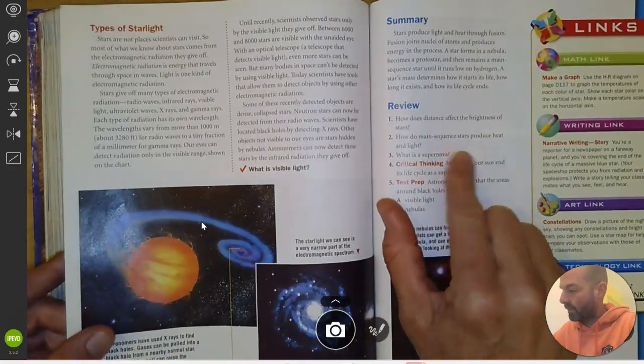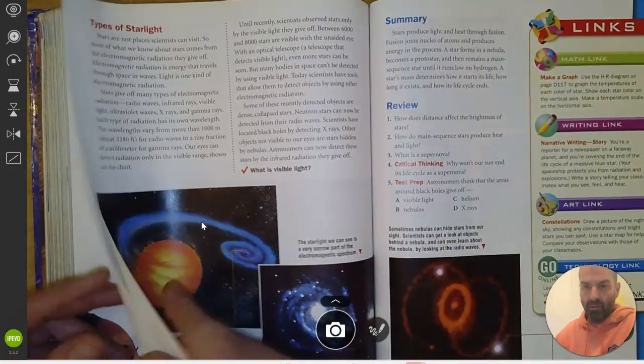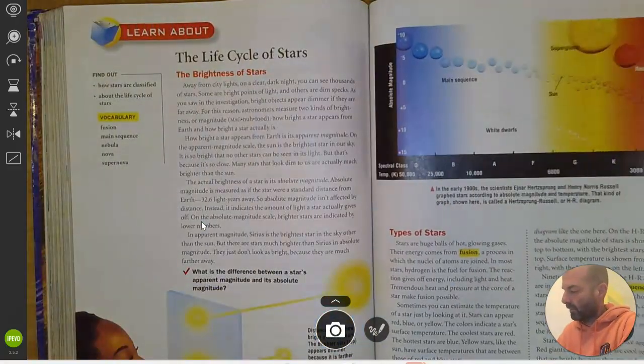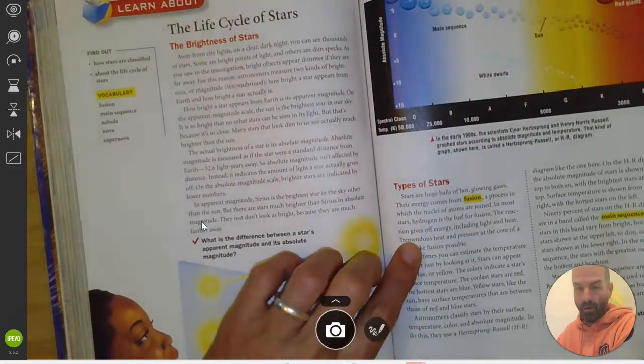How do main sequence stars produce heat and light? I put fusion down. And that's right. That's pretty correct. I want to talk about why, because it gives off so much energy.